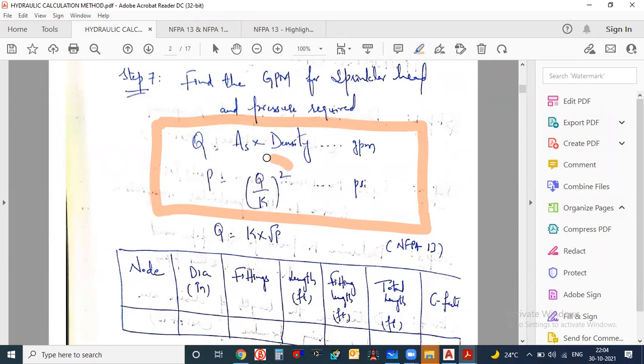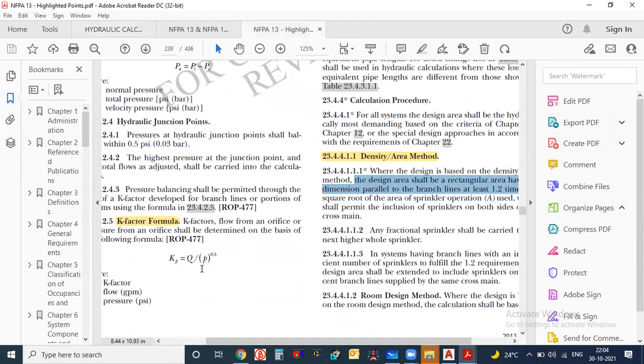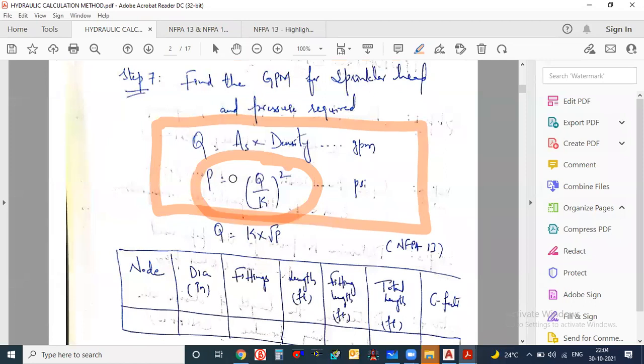From where did we get this formula? This is the K factor formula. If you remember the K factor formula, from here I have written this. So first I am going to find the Q value, and next I am going to find the P value.